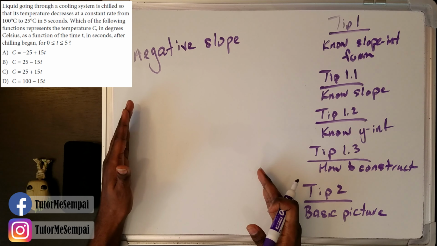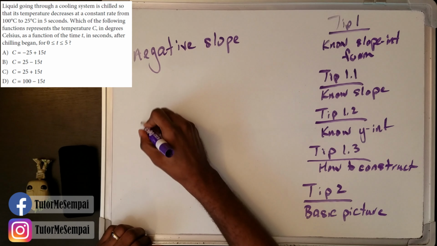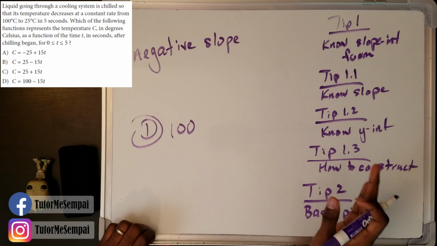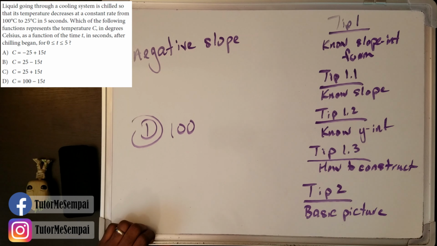Well, what answer has 100 degrees as our y-intercept? D is the only answer that has 100 for our y-intercept. You don't even have to find your slope. This saves a ton of time.